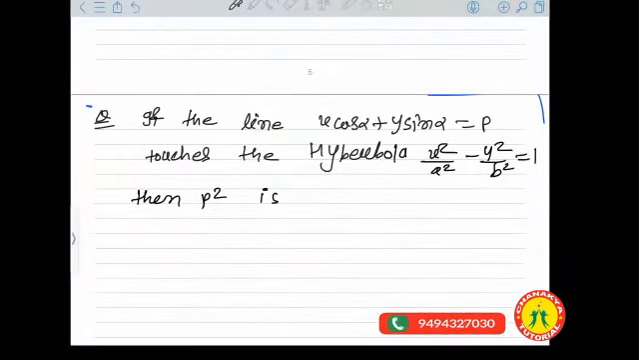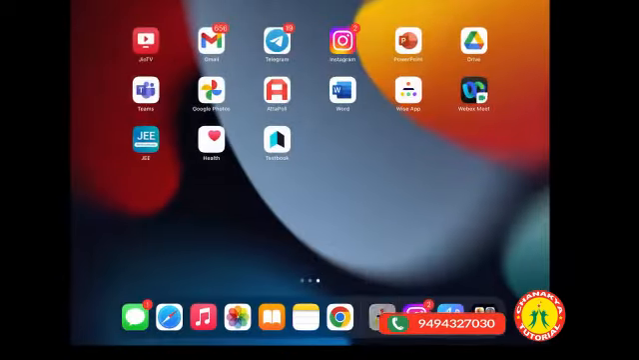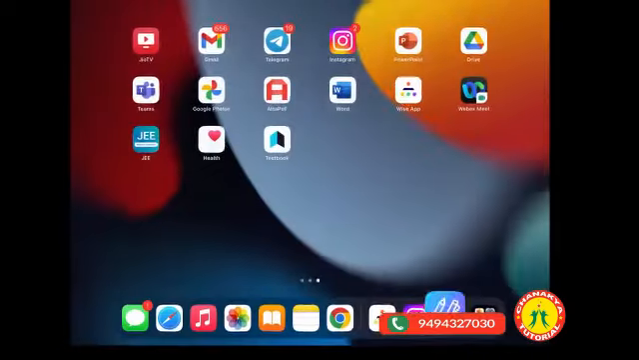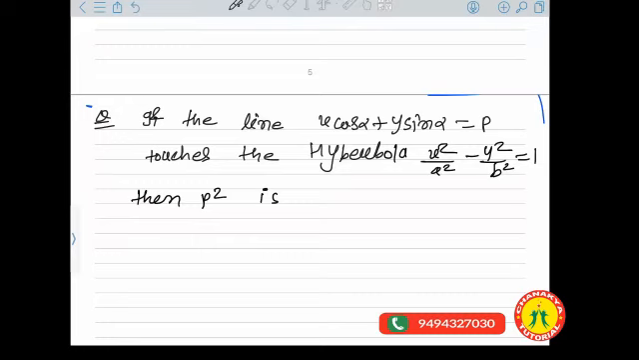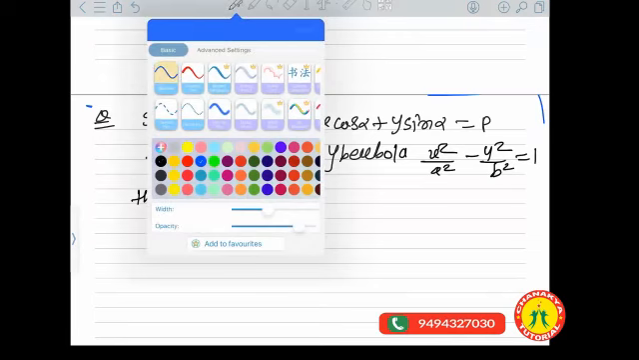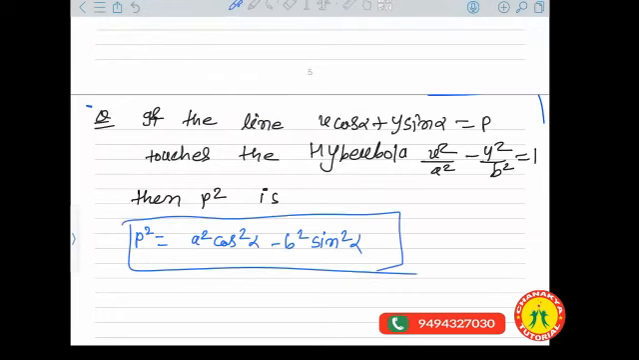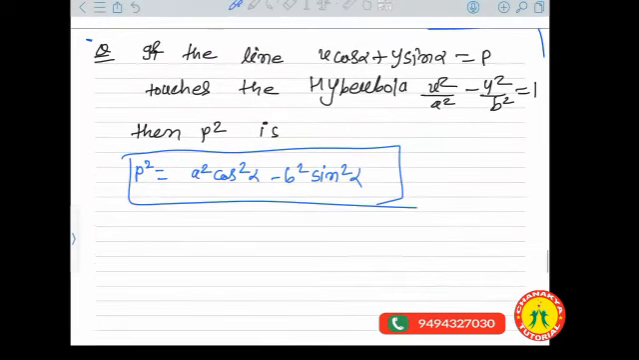Everyone got the answer? Aditi, you got the answer? Srisha? A answer है p square is equal to a square cos square alpha minus b square sin square alpha. This is the answer. Anyone get the same answer?